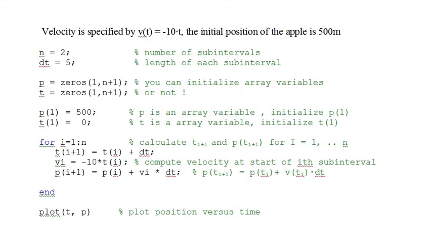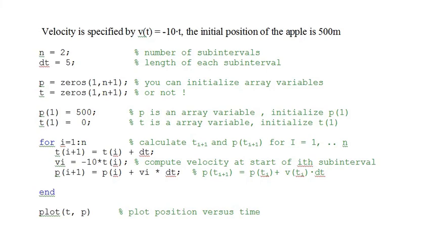The index variable is i, and the for list consists of the consecutive integers from 1 to n, and since n is 2, the for list has two elements, 1 and 2. The next command computes the start time at the i plus first subinterval, which equals the start time at the ith subinterval plus dt. The next command computes the velocity at the start of the ith subinterval, which is minus 10 times the time at the start of the ith subinterval.